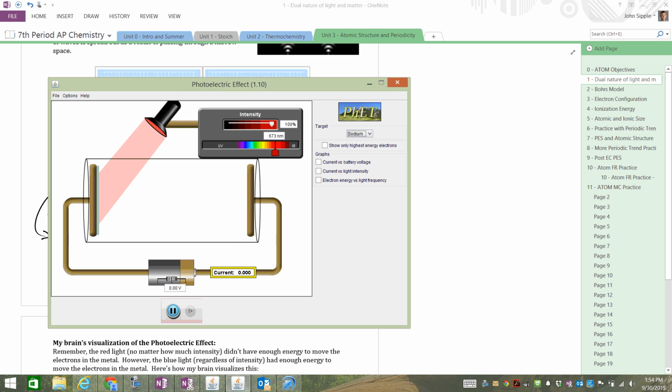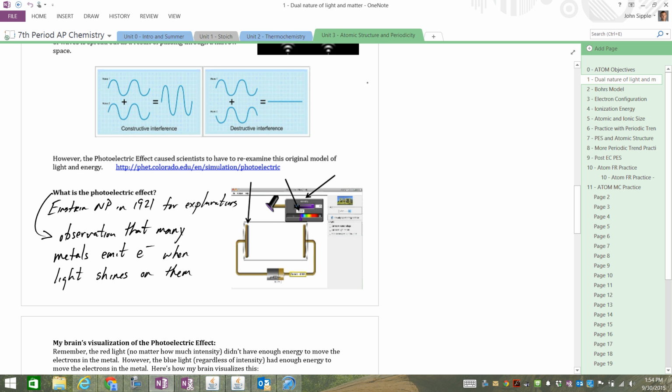And the way that Einstein explained it is, let's try to take it down to the smallest part. There's got to be some packets of energy that are hitting that metal with enough energy to dislodge the electrons and get them to move. And he called those packets of energy photons. That's where the idea of a photon comes from. So the light is not only behaving like a wave, but there's also a packet of light, a photon, traveling in that wave as well.